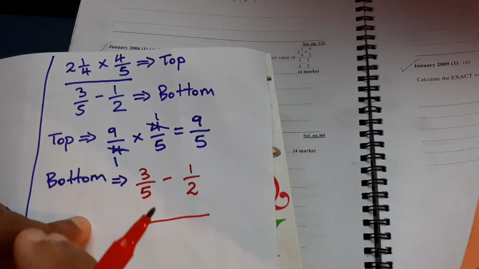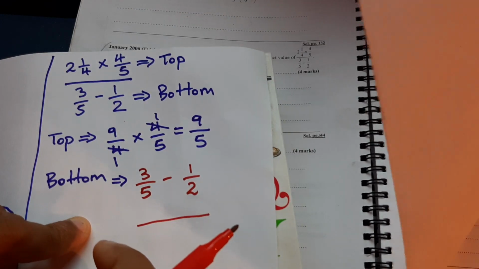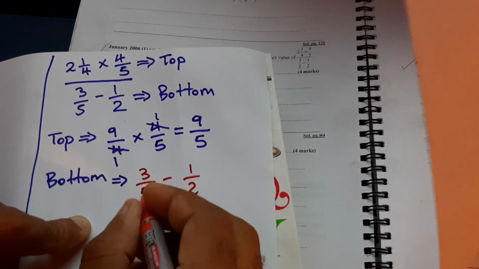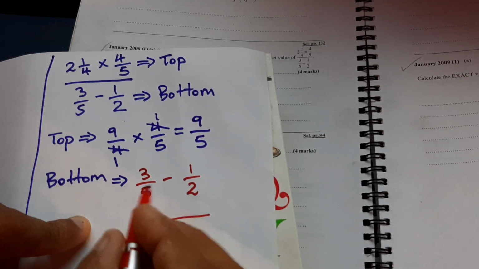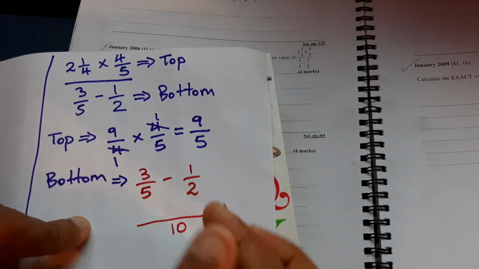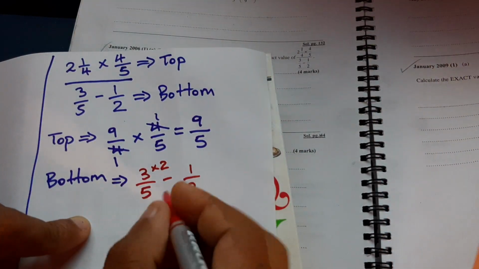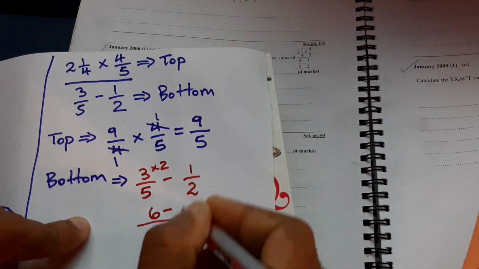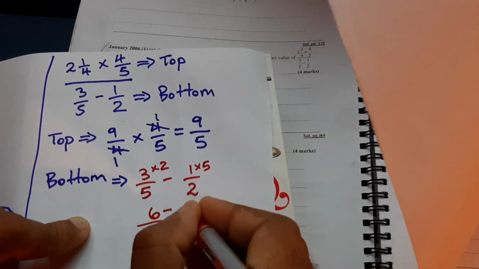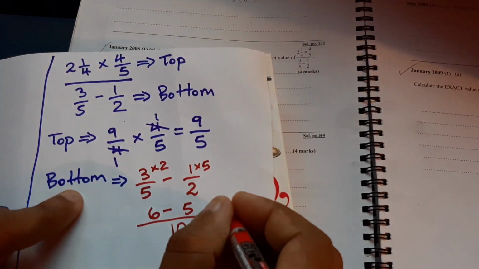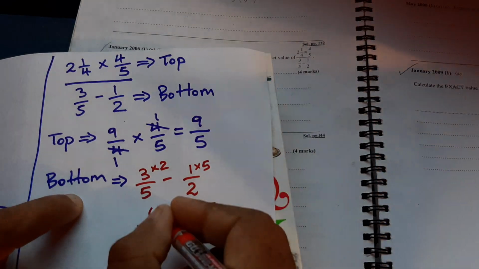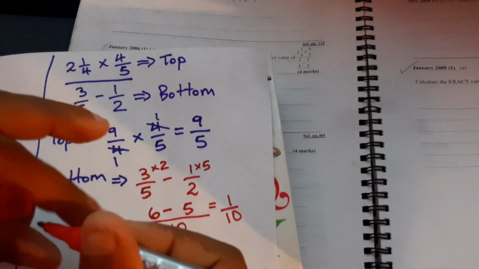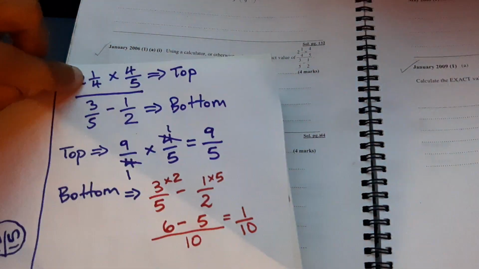Remember, whenever you're adding or subtracting fractions, you need to find LCM. Now, LCM for 5 and 2, that's 10. 5 into 10, that's what? That's 2. I'm going to multiply numerator by 2. I'm going to get what? 6 minus 2 into 10. That's what? 5. 5 times 1. I'm going to get 5. So the answer that we're going to get for the bottom is when we subtract 6 minus 5, that's going to give me 1 over 10.